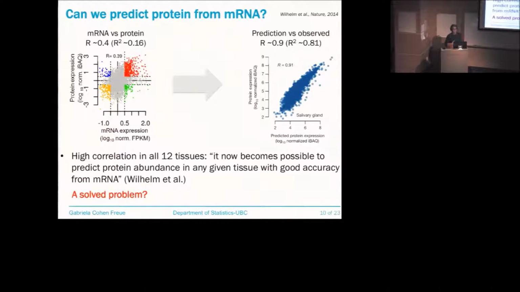So when I read that paper, I was very surprised because I was not expecting that correlation to be high. And I'm like, how can they go from 0.4 to 0.9 with just a simple linear regression model? There's something weird here. So I decided to get into that data, analyze the data, and see what was happening.